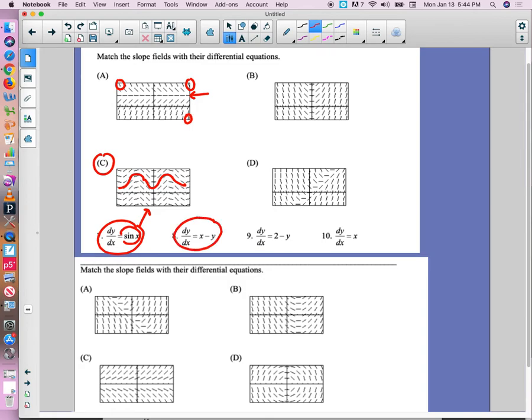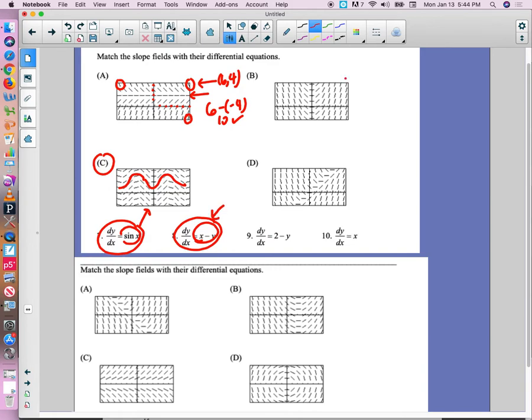Let's take this point out here. Let's say this point is 6, 4. If I put it in x minus y, I get 6 minus negative 4, which is 10. So it's not that one. And so I'm going to move on looking for this match.